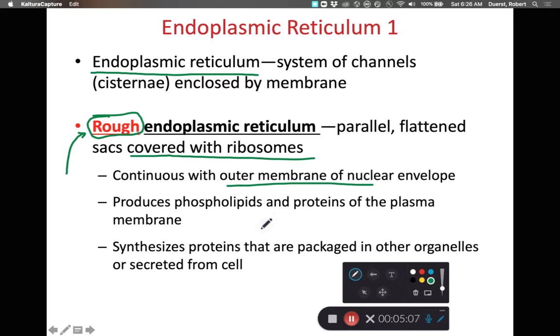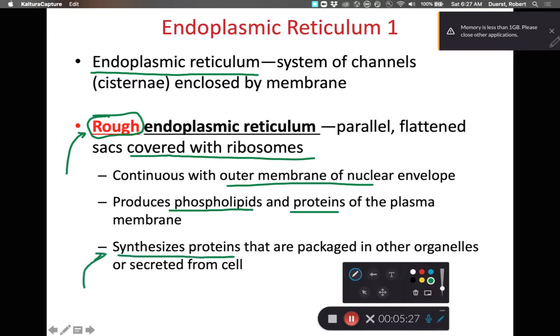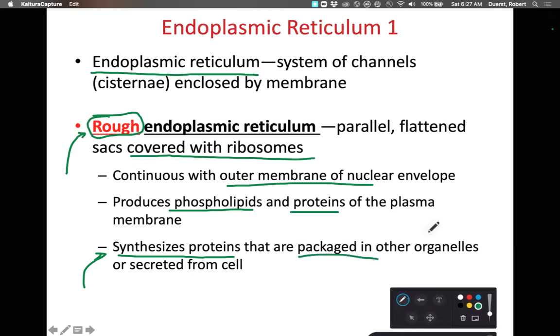Within our rough ER, we're going to have some phospholipids being produced, and we're also going to have proteins being produced, particularly proteins of the plasma membrane, or proteins that are going to be secreted from the cell. The proteins that are synthesized at the rough ER will be packaged up. After being packaged, those proteins are then going to be transmitted to other organelles, notably the Golgi complex or Golgi apparatus, and then secreted.